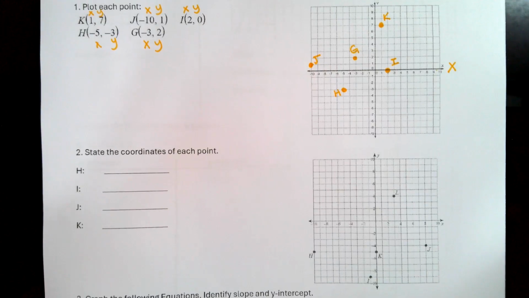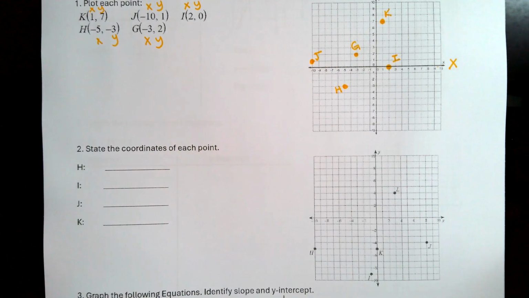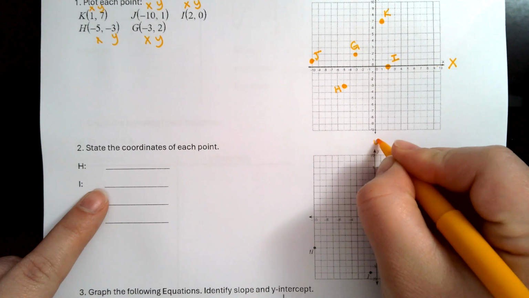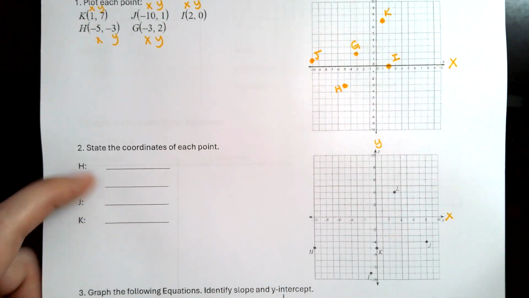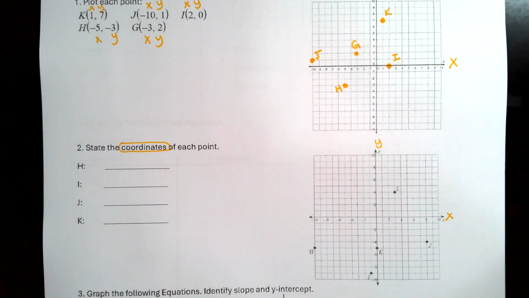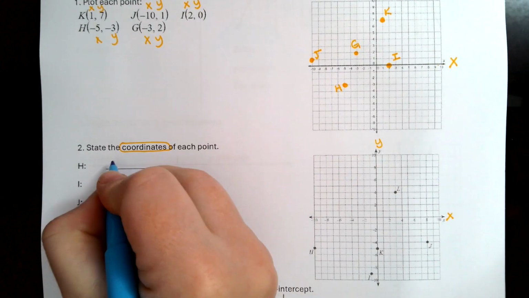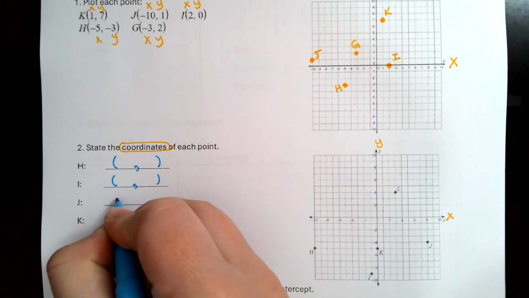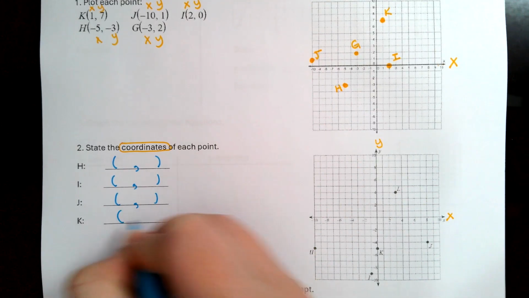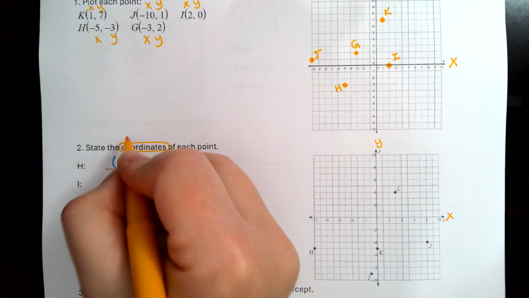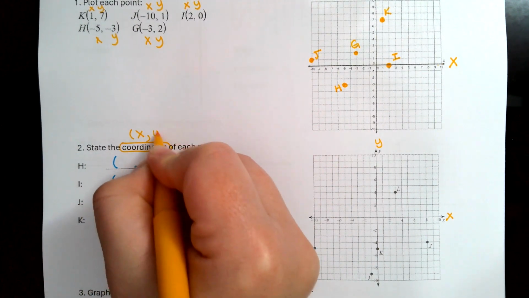Question number 2 is asking us to state what the coordinates are. So now we're looking at each point, and we're going to identify what the X and the Y values are. Now for each one, because they want coordinates, keyword here is coordinates, you're going to be working with parentheses and a comma in the middle for all of these answers. Now remember, when you have this, you're going to have an X first, comma, and then a Y.